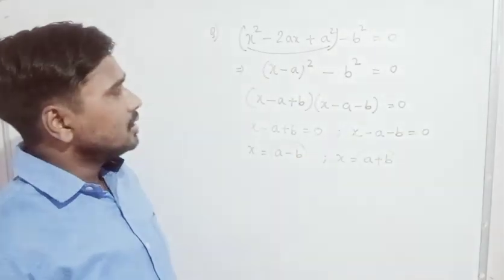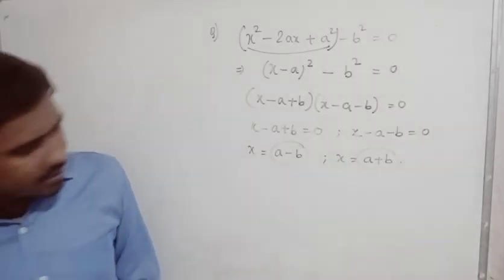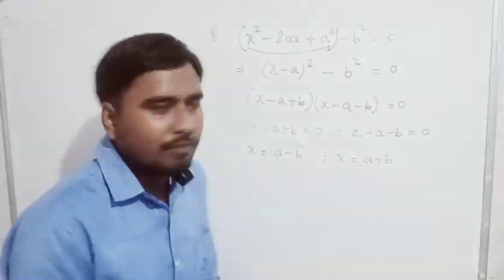Clear? So see, in the question you have to think which part we have to factorize, and then we have to separately form 2 parts, factorize the product, and then you will get the 2 values.